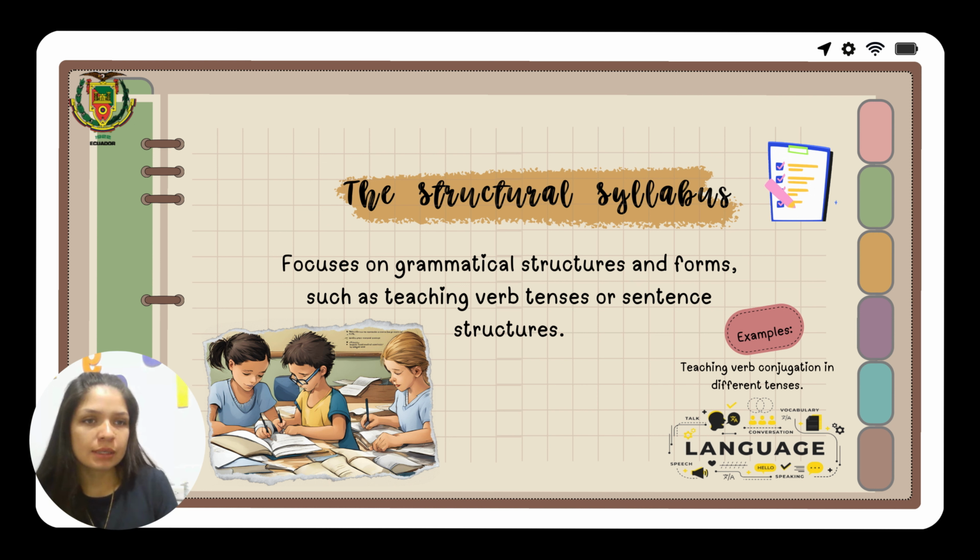The primary goal of this type of syllabus is to help learners understand the rules and patterns of the language's grammar in a progressive manner. For example, lessons may be organized around teaching different verb tenses, like the present simple, past continuous, and future perfect. In this part, the students will practice forming sentences using the tenses and understand the rules governing their use. Similarly, the syllabus may include lessons on sentence structures such as subject, verb, and object, or passive voice constructions, or complex sentence formation.